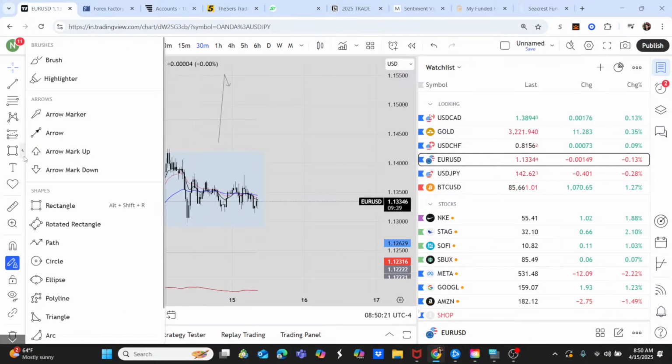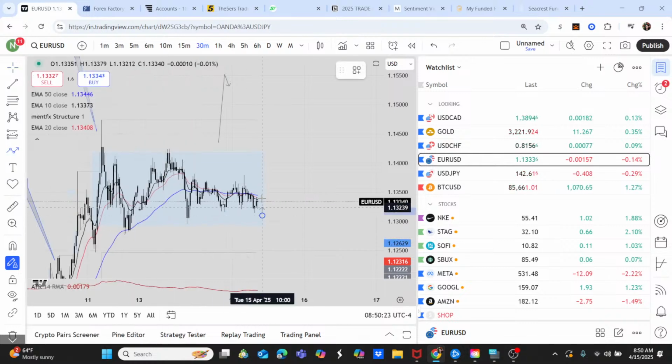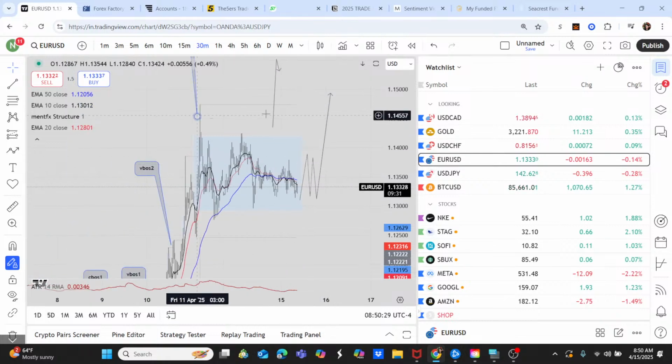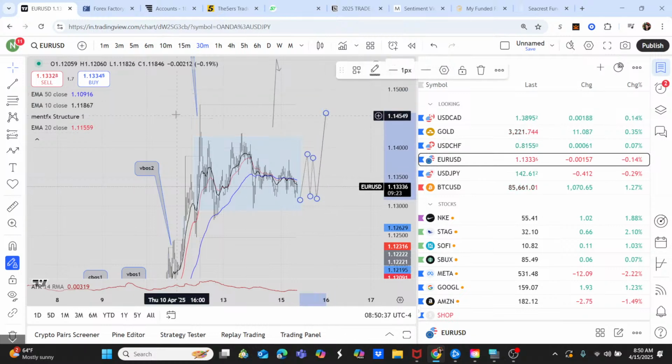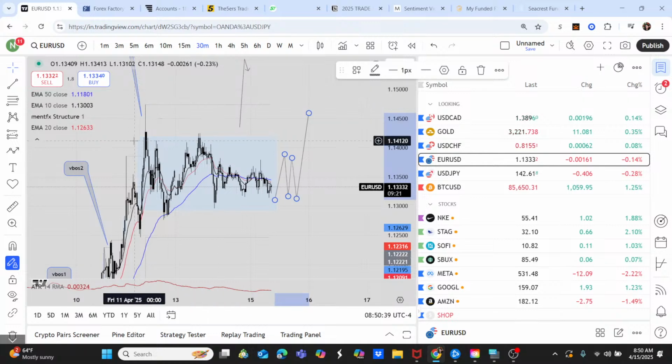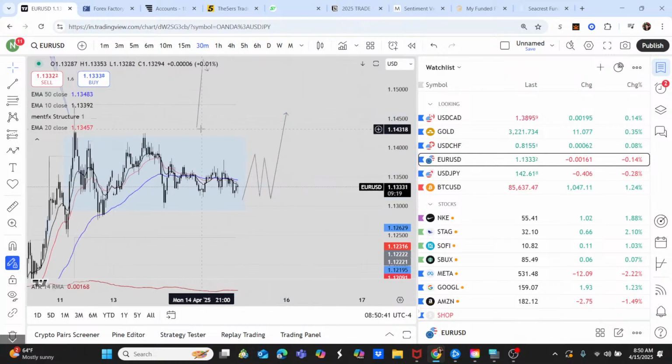My path to that likely move is for it to just chop around until it can probably just re-break out of this range. Maybe create something like at the top right here as it's trying to break this overall high. But yeah, that's what I expect.